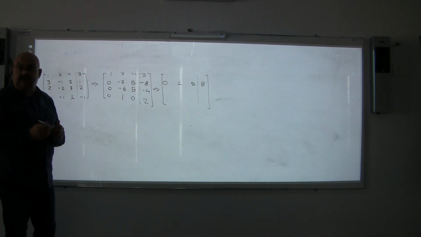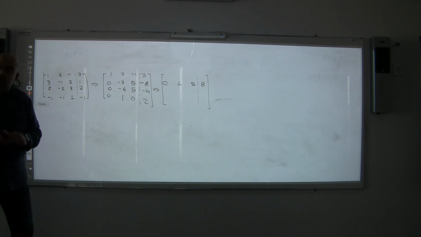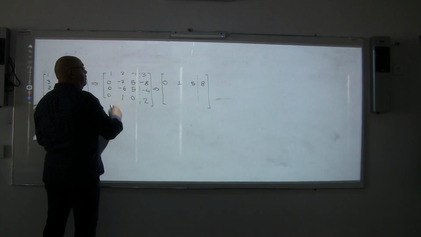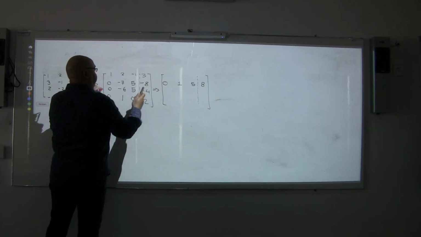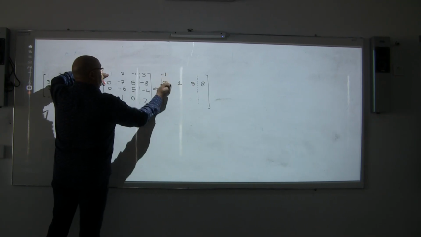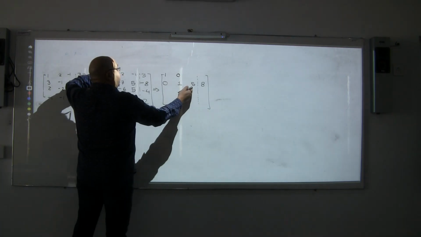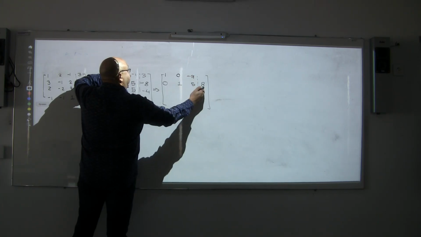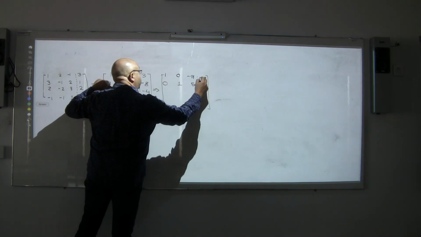Now I've succeeded in getting the pivot of the second row. I will use this one to force these numbers to be zeros. I will multiply by negative 2 and add on the first row. Negative 2 times 0 plus 1, it's 1. Negative 2 plus 2, it's 0. Negative 2 times 5, negative 10, plus negative 1, it's negative 11. Negative 2 times 8, negative 16, plus 3, it's negative 13.